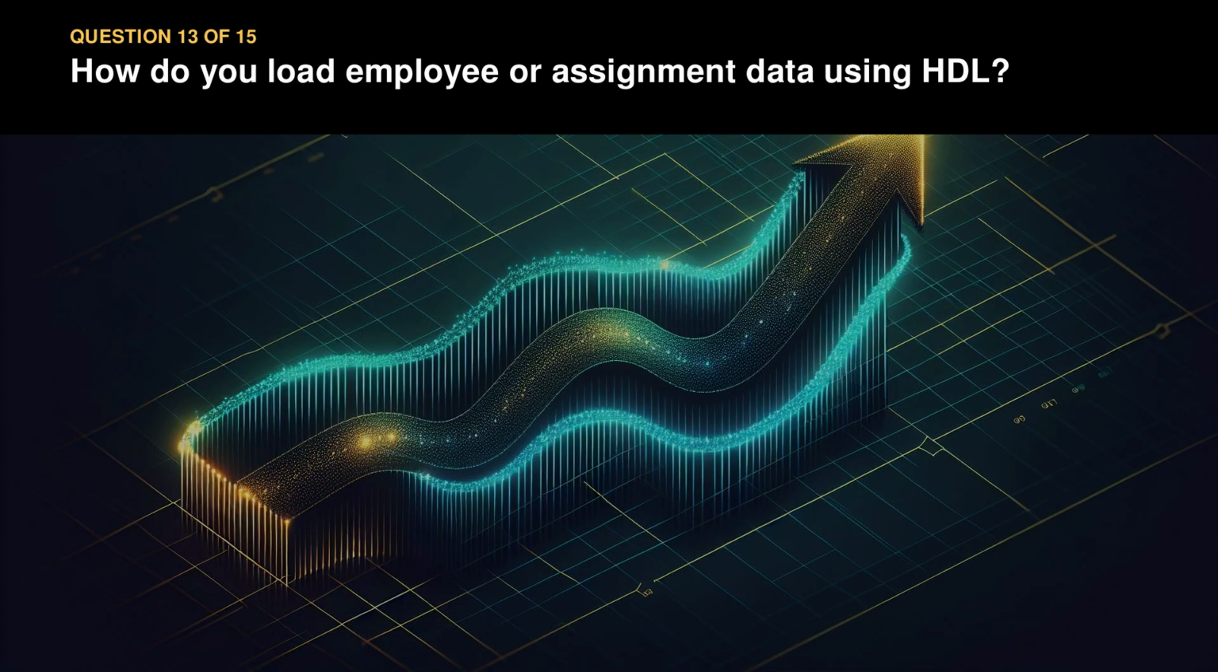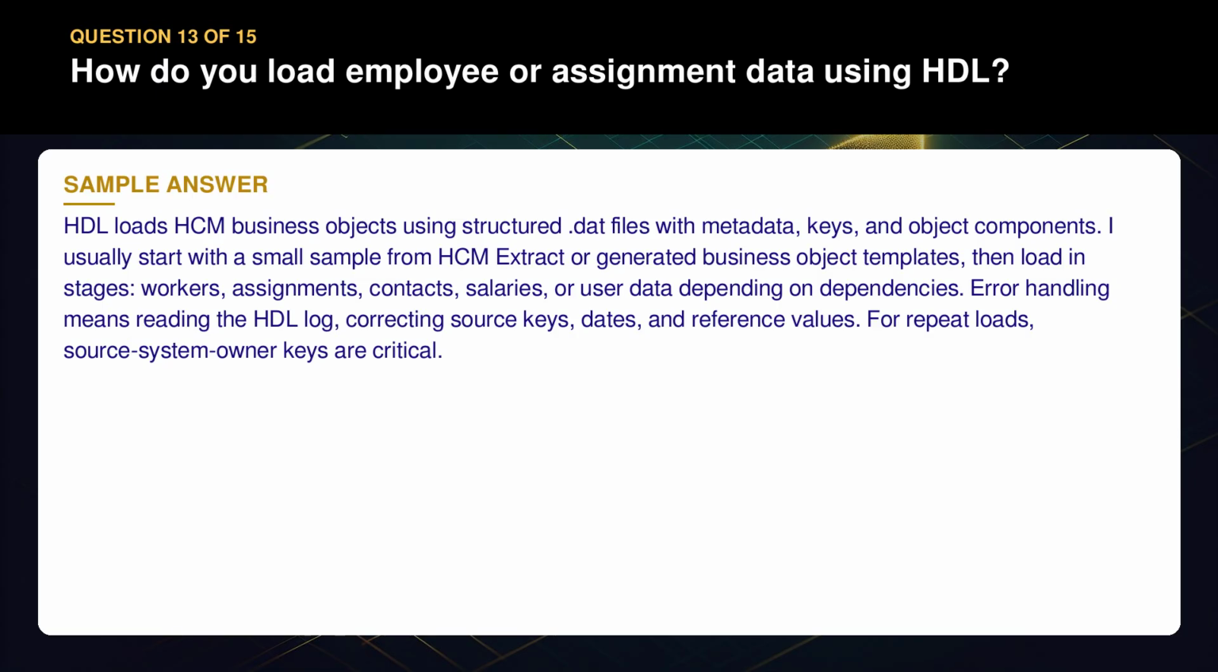Question 13. How do you load employee or assignment data using HDL? HDL loads HCM business objects using structured .dat files with metadata, keys, and object components. I usually start with a small sample from HCM extract or generated business object templates, then load in stages: workers, assignments, contacts, salaries, or user data depending on dependencies. Error handling means reading the HDL log, correcting source keys, dates, and reference values. For repeat loads, source system owner keys are critical.